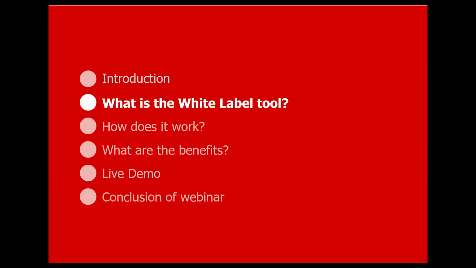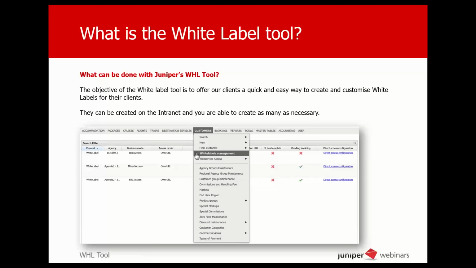Now let me explain a little bit more about what the white label tool is exactly. The reason we have created the Juniper white label tool is to be able to offer our clients the option to autonomously create white labels simply and easily for their agencies and/or customers. The system allows to create as many white labels as necessary.